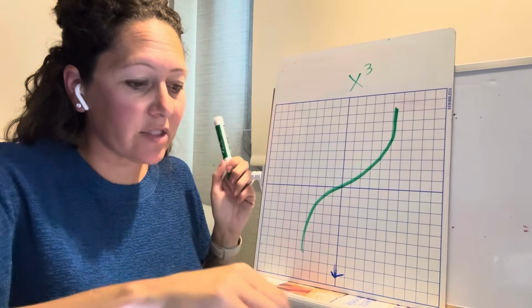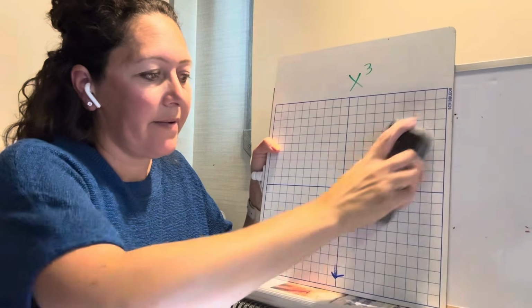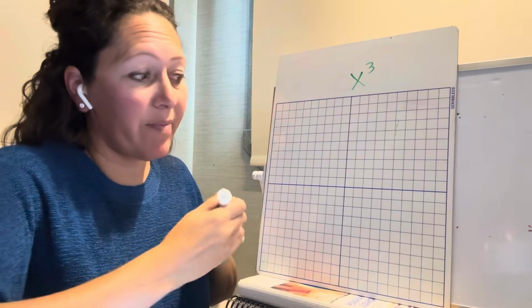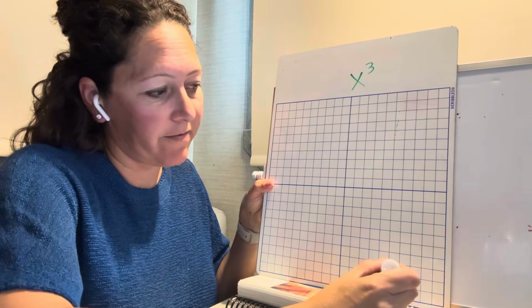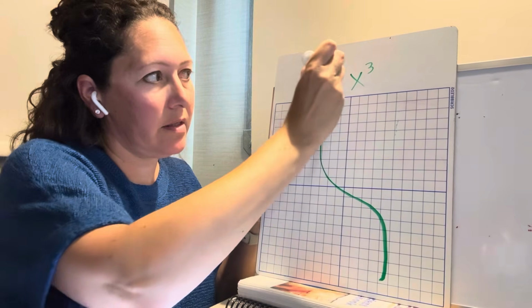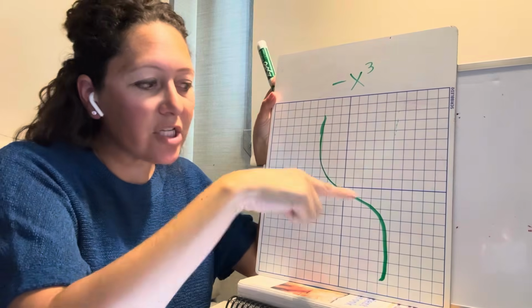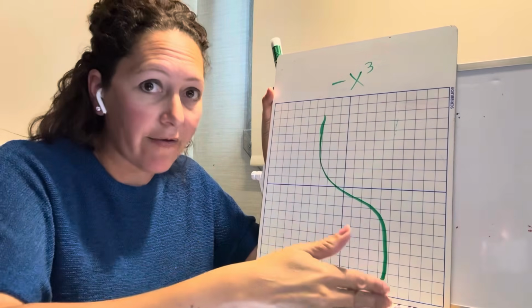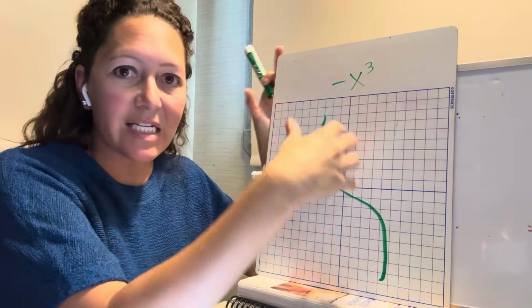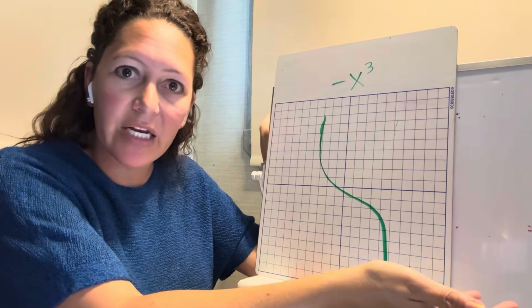Again, they don't always have to look like this. If you end up having it be negative, it's going to be flipped, and so it would look like this. So if they can just start to recognize what a cubic graph looks like, then once they see that type of graph, they'll say, hey, I'm looking at a cubic graph.